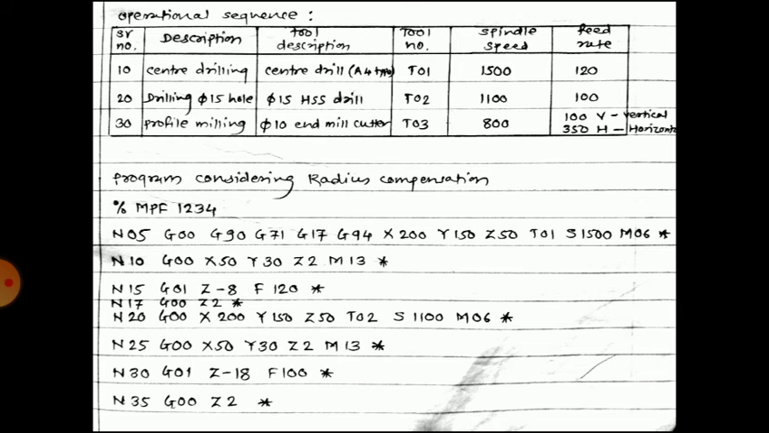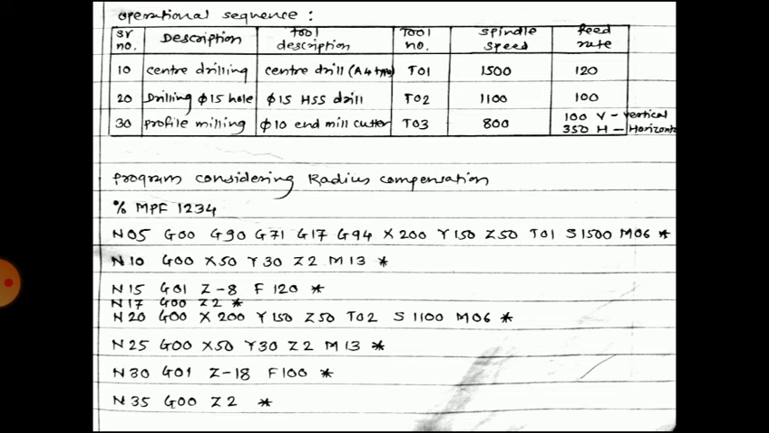Then the operational sequence. First, the cutter is selected for the center drilling operation. The tool used is a center drill, T01, and the spindle speed and feed rate are assumed to be 1500 and 120. Then the second tool is for drilling the diameter 15 hole. The tool is a diameter 15 HSS drill. Tool number is T02. Spindle speed is 1100 and feed rate is 100.